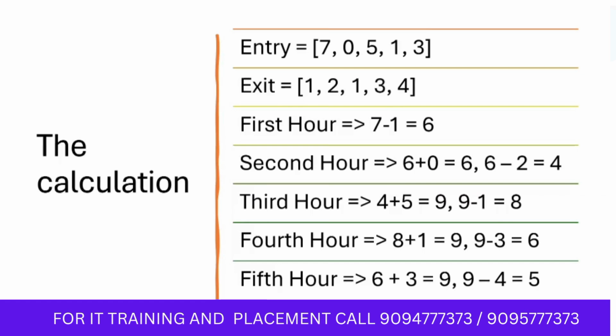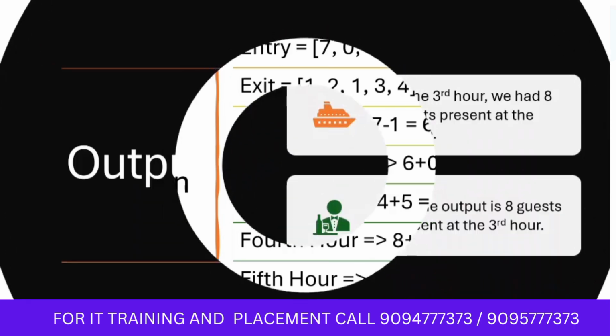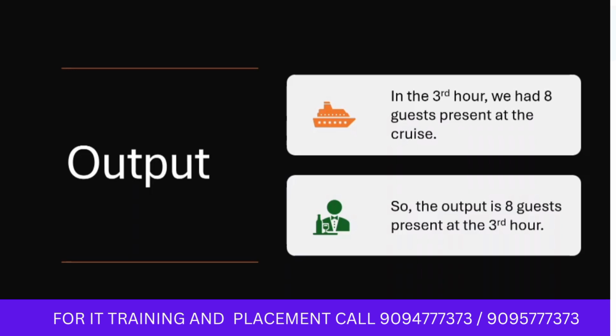Finally, 3 guests are coming in the fifth hour, while 4 guests are leaving. So we have 6 plus 3, 9 and 9 minus 4, which is 5 guests at the end of the fifth hour. This makes it clear that, at the third hour, we had the maximum number of guests present at the party. And there were 8 guests.